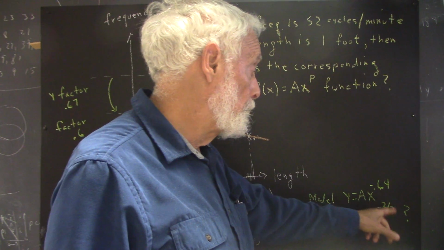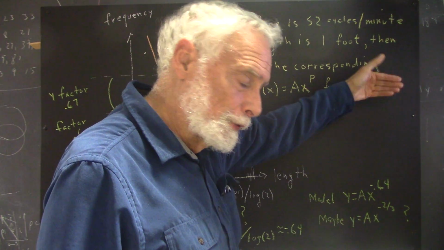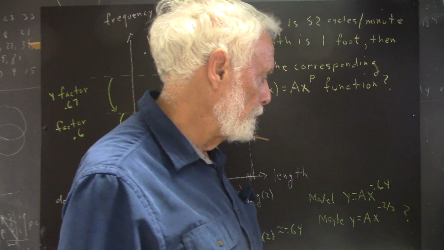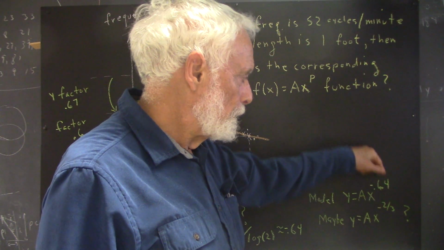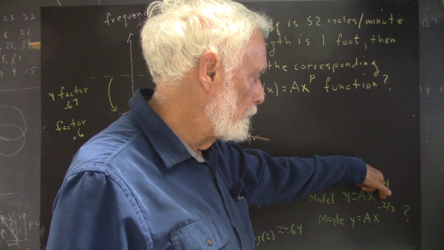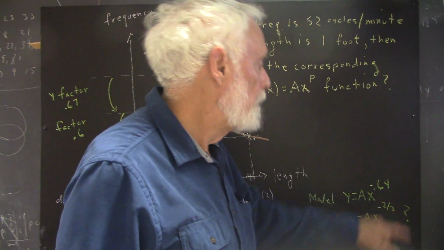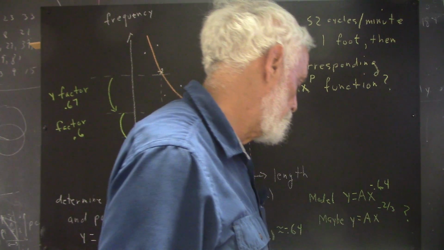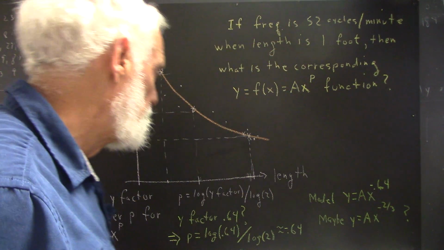One is 2/3, which would be 0.666 repeating, and 2/5, which would be 0.60. Now it's closer to the 0.66 repeating, so I'm going to choose that as a conjecture. Maybe we have x to the negative 2/3. Maybe this is an x to the negative 2/3 power here.